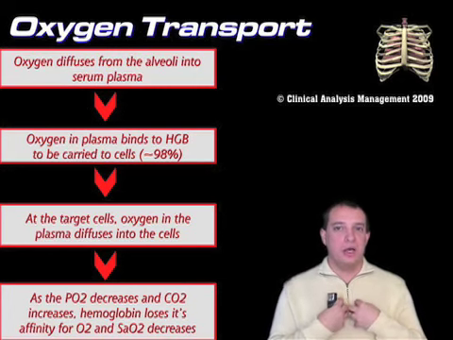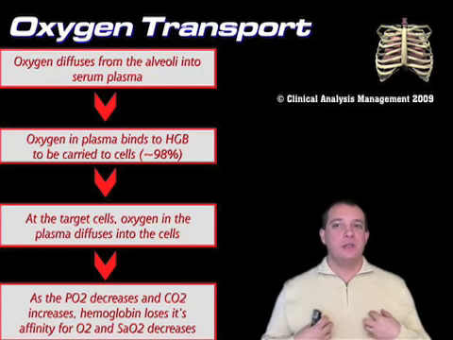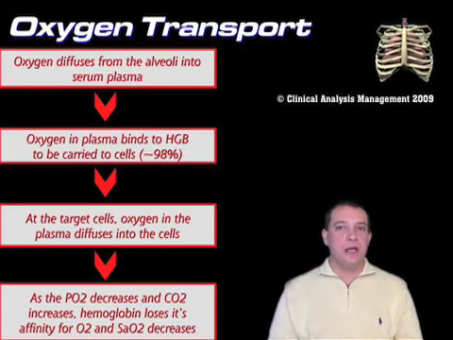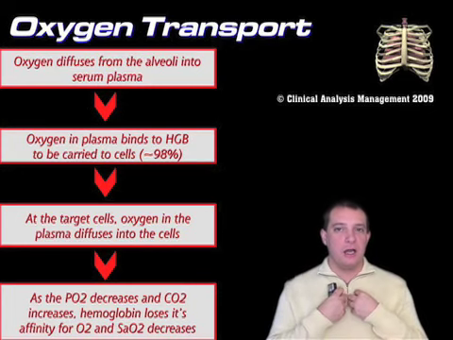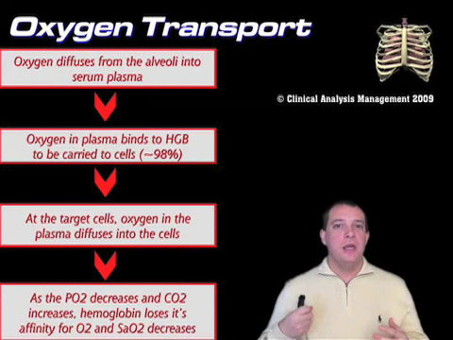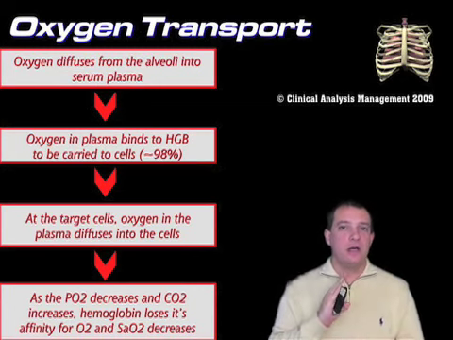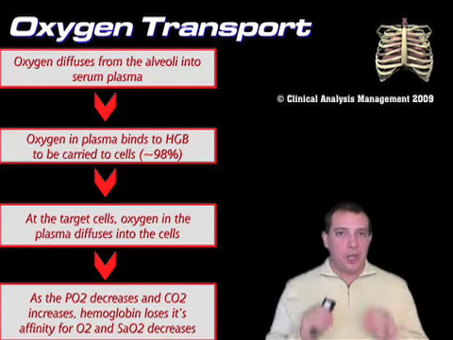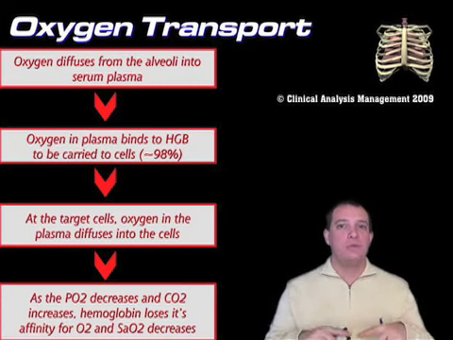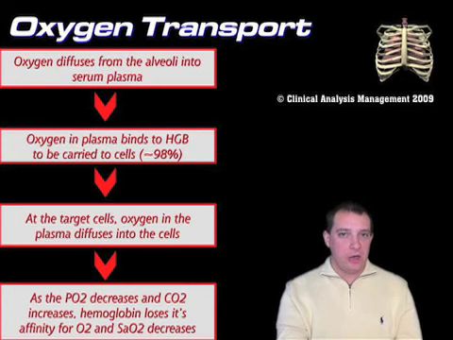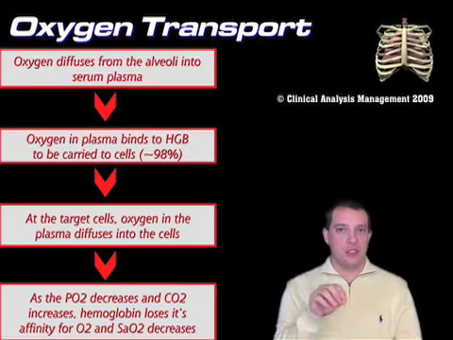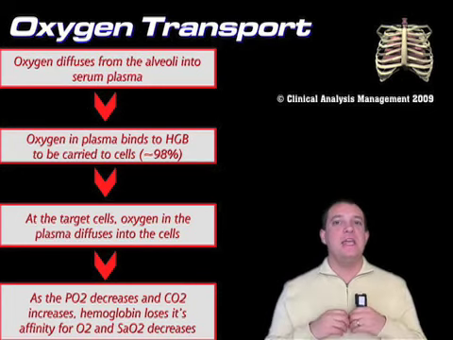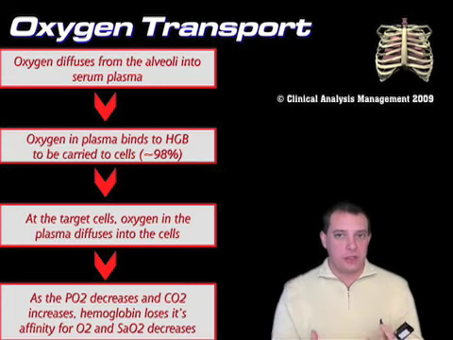Now, as oxygen comes into contact with the plasma, it starts immediately looking for hemoglobin, and about 98% of the oxygen that we diffuse into our bloodstream is going to attach to hemoglobin. Now, as that blood passes by each cell in the body, the oxygen that's in the plasma is diffused out into the cells because there's more oxygen in the blood than there is in the cells. And as the PaO2 starts to fall, as the amount of oxygen in the plasma starts to fall, then the hemoglobin starts to release its oxygen.